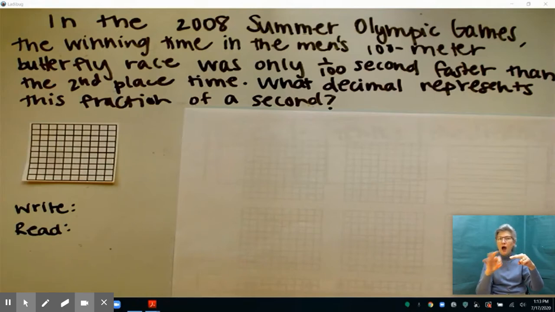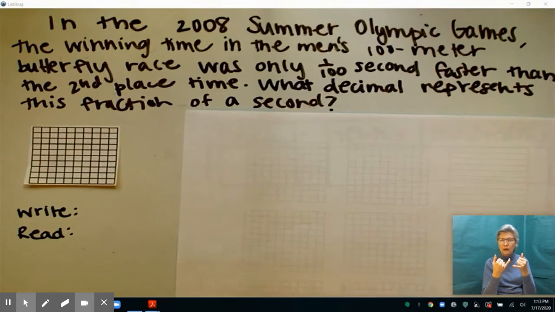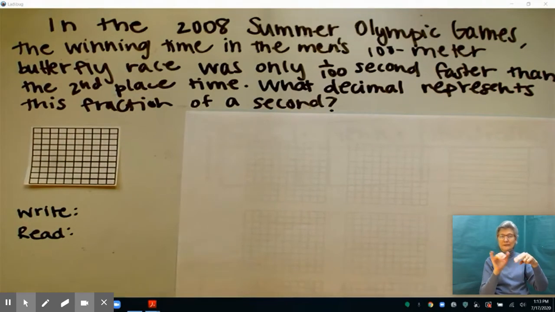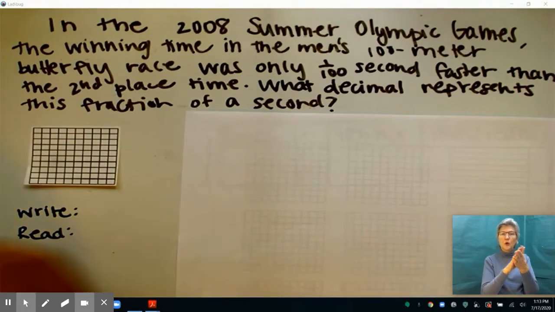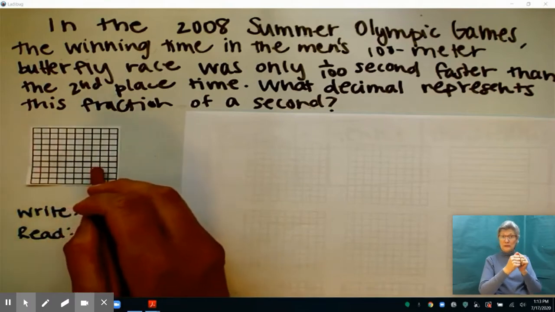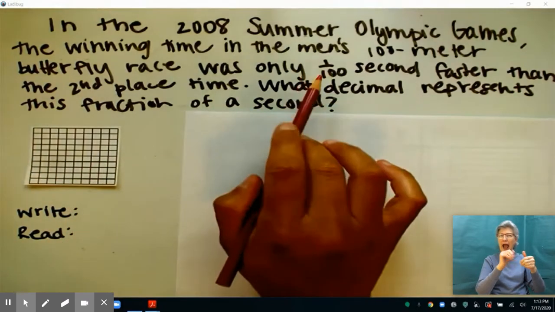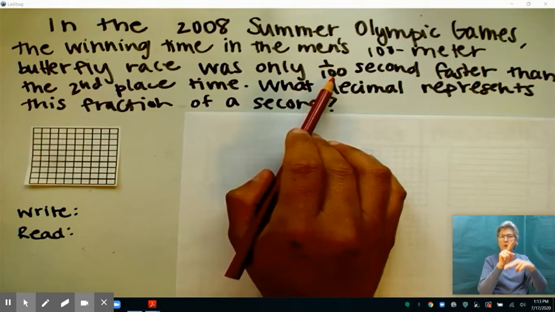So let's again start with this model. And as we're working through this problem, I want you to be thinking about how the process that we're using right now to record hundredths is similar to the process that we use to record tenths. So let's start with this model and think about how we can start to visualize this fraction, 1/100th of a second.